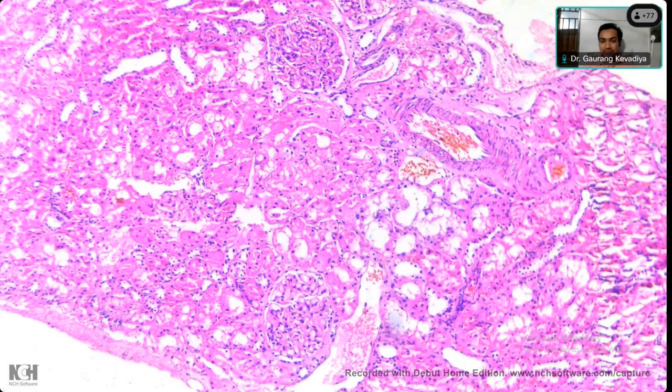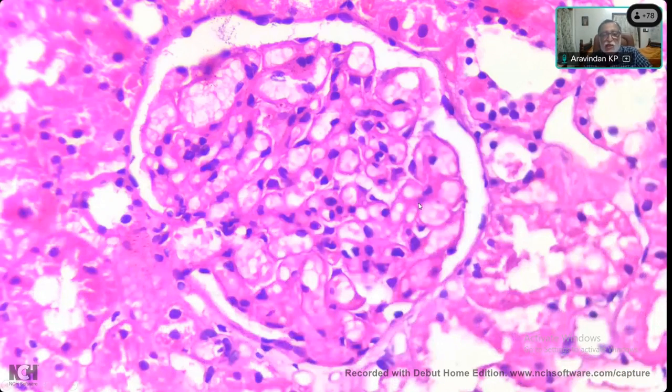So nearly similar. Nearly same. So you can sample anyone and see how it looks like. So this is what an average glomerulus looks like. So what are your main findings?